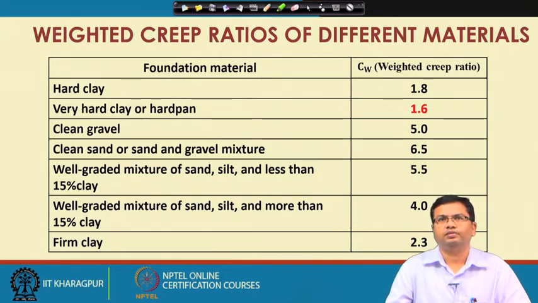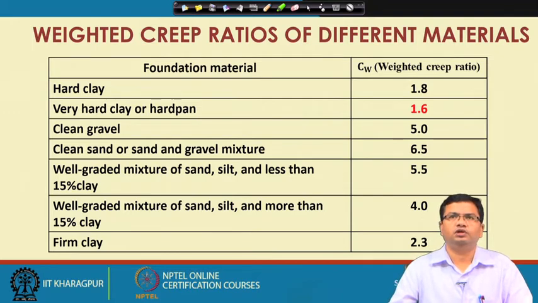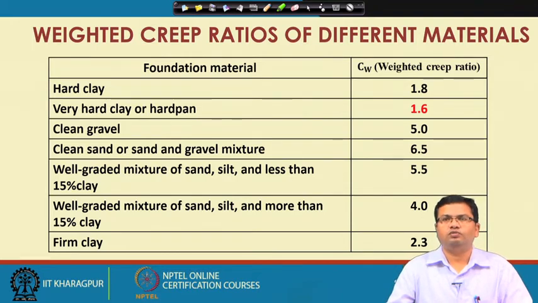Clean gravel has 5, clean sand or sand and gravel mixture 6.5, well graded mixtures of sand, silt and less than 15% clay is 5.5, if it is more than 15% clay, then it is 4, and for firm clay it is 2.3. So, these are the tabular values of CW. Our value should be greater than this tabular value.